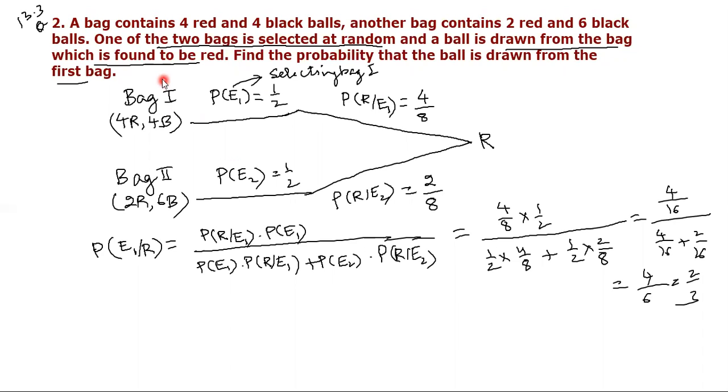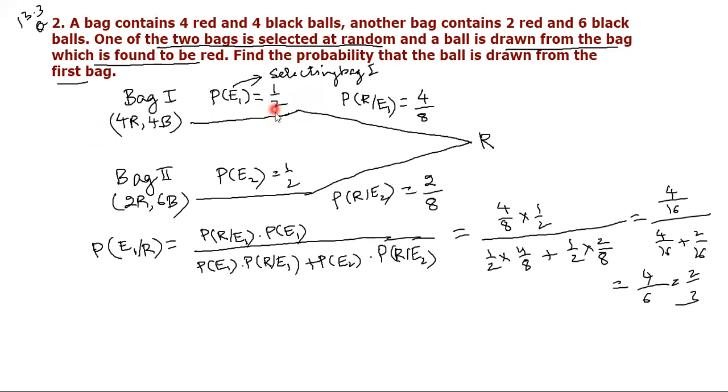So this bag is containing 4 red and 4 black balls, and another bag contains 2 red and 6 black balls. One of the bag is selected. So our first part is the bag is to be selected. We can select the bag because they are always equally likely events.